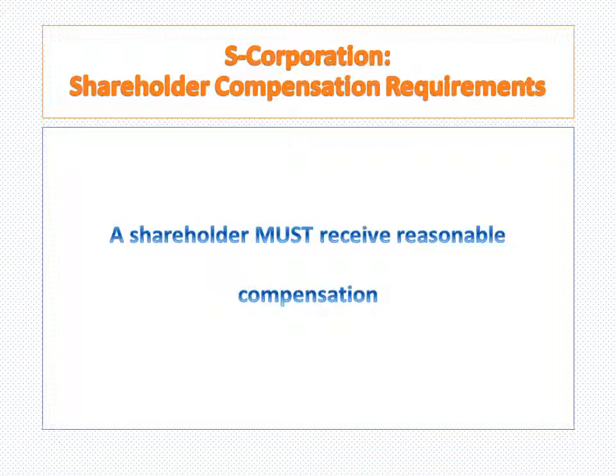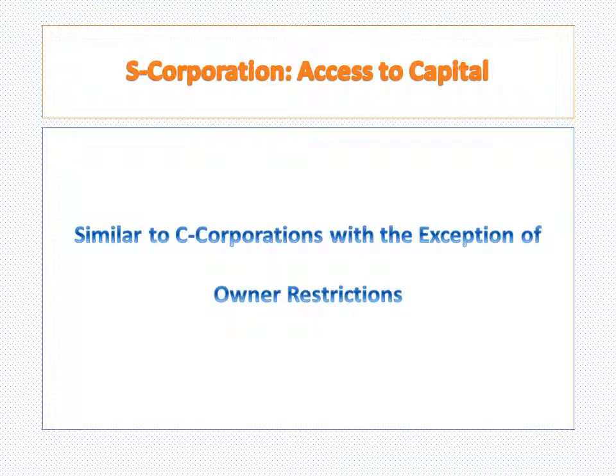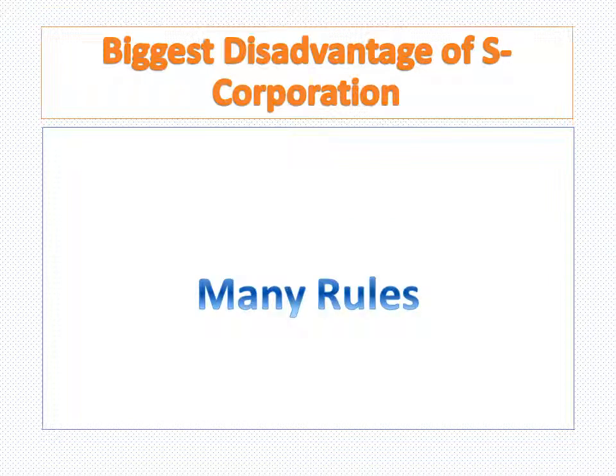Now, I'm not going to get into the complexities of all the requirements of S corporations, but they're vast. And just like a C corporation, an S corporation's access to capital is high, not as high as a C corporation, due to the exception of owner restrictions. Biggest disadvantage of an S corporation? There are many rules, as I've already shown you. That's a very small portion of all the regulations and requirements you have to follow as an S corporation.